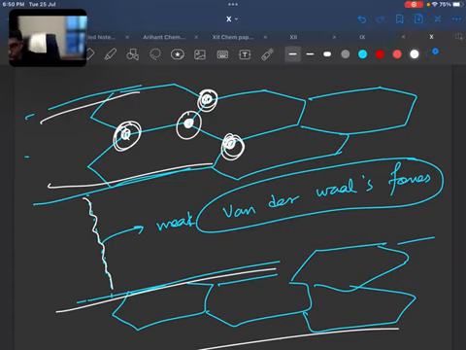Then let's talk about the uses of diamond. Write down some of the uses of diamond, everyone. The first one is it is used in cutting instruments like glass cutters.